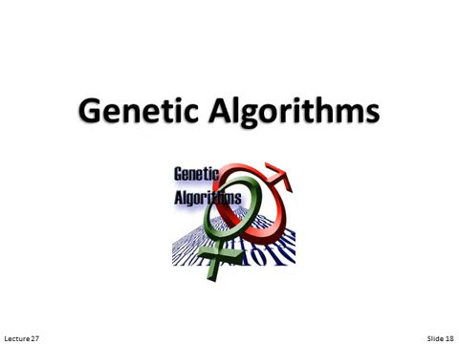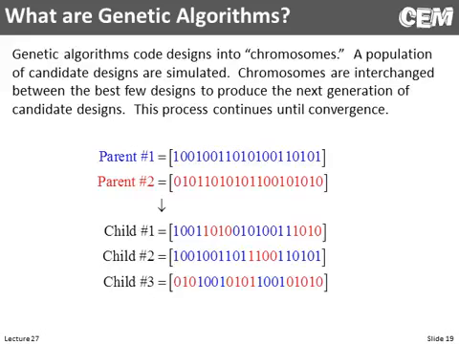Our next optimization algorithm will be genetic algorithms. This is probably the oldest and most mature of the stochastic type of optimizations. And there's all kinds of software out there. There's toolboxes for MATLAB and other software packages. So it's a pretty proven technique. And of course, it's based on biology and evolution.